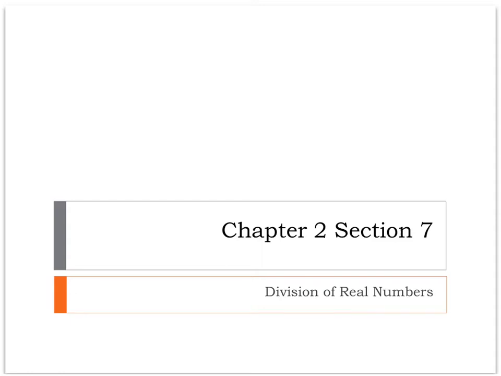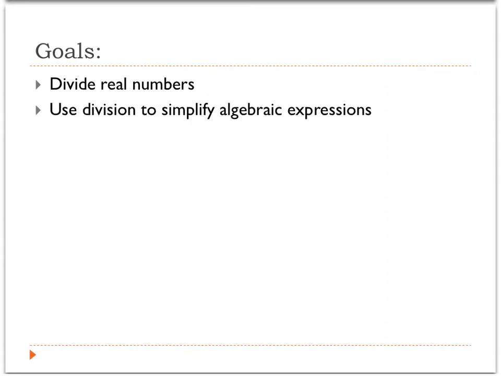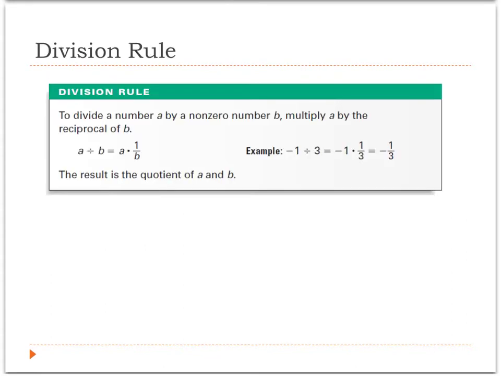Hello, this is section 7, and it is the last section of chapter 2, and we'll be working with division of real numbers. We have two goals for this particular section. We're going to be dividing real numbers, and then we're going to be using that division to also simplify algebraic expressions. We have one rule when considering division. And so we'll go ahead and write this down in your notes along with the examples that you see.